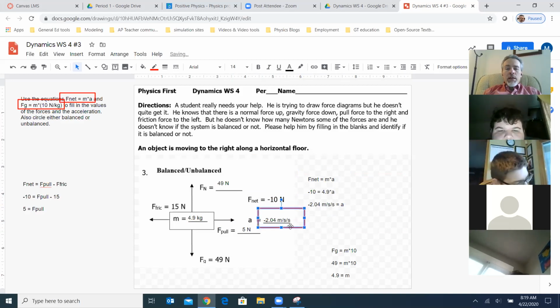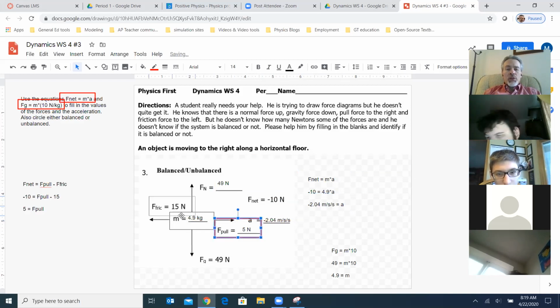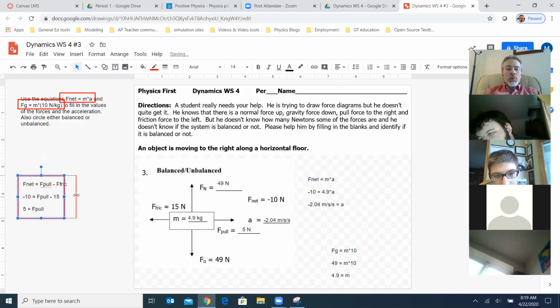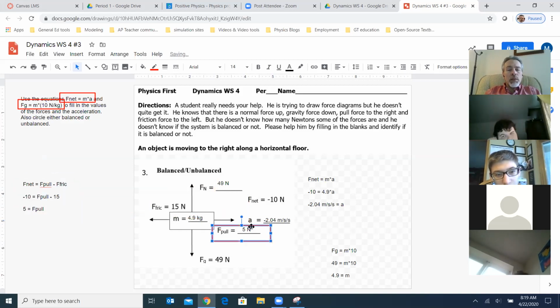The next thing I had to do was, if it's accelerating at negative 2.04, that means it's slowing down. That means the pull force is going to be smaller than the friction. The way I figured it out was that the net force is equal to the pull, which is to the right, minus the friction. It says the net force is negative 10. I don't know what the pull is, and it says the friction is 15. So I found the pull force is smaller than the friction. It's only 5. And so I put that in the blank.